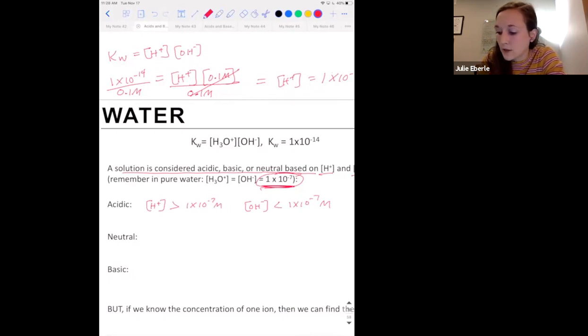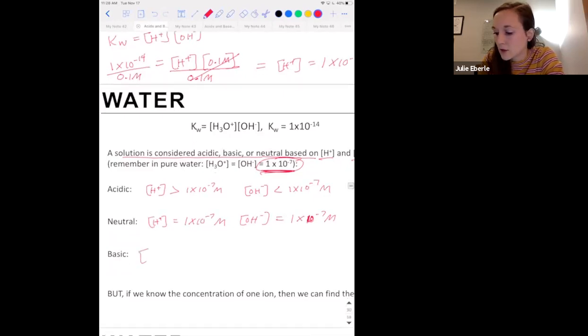While it's neutral if the concentration of H plus is equal to 1 times 10 to the minus 7. We already knew that. And the concentration of OH minus is the same, equal to 1 times 10 to the minus 7. And guess what? It's basic if the concentration of H plus is less than 1 times 10 to the minus 7, and the concentration of OH minus is greater than 1 times 10 to the minus 7. Okay?